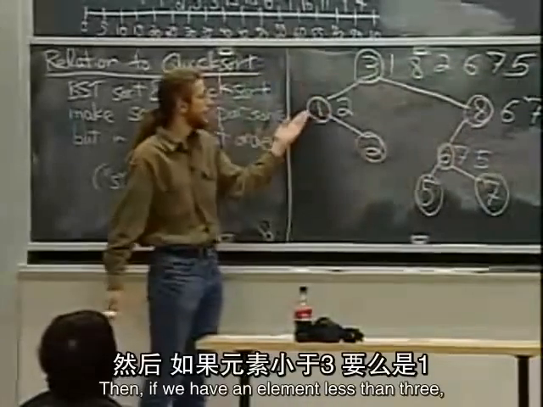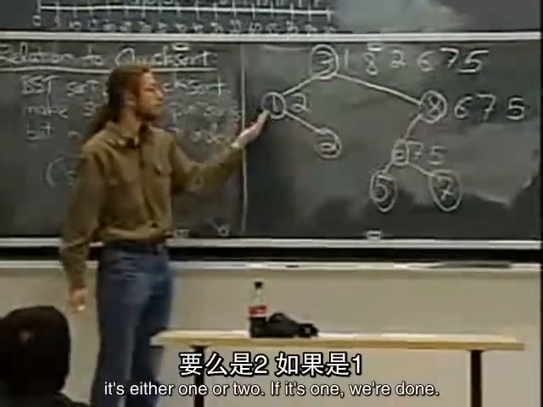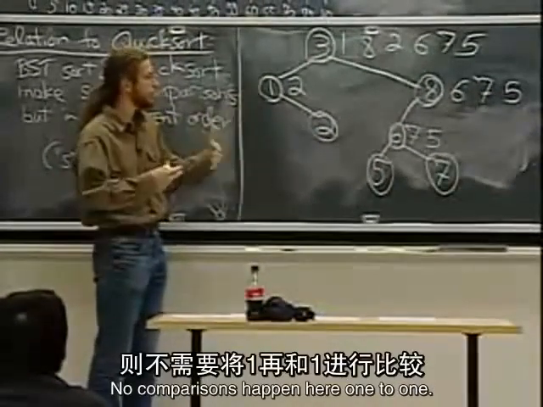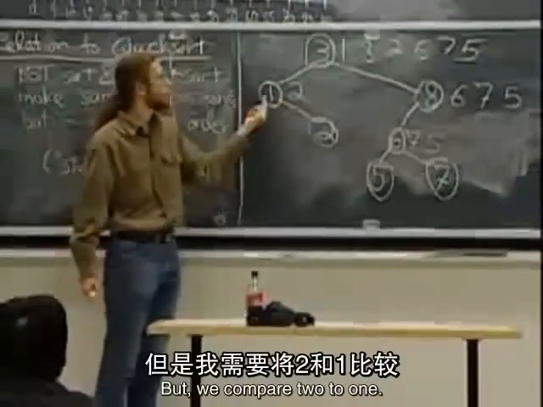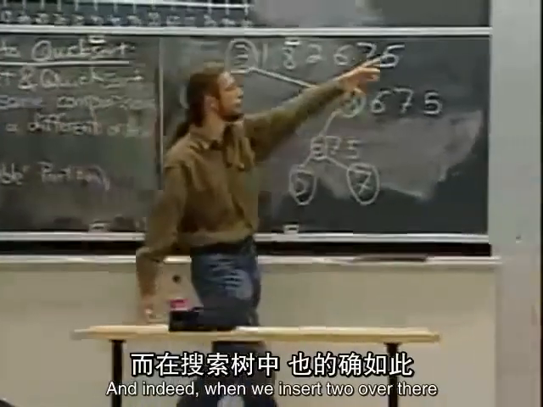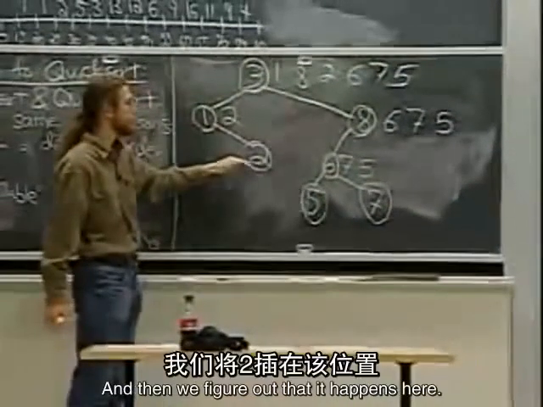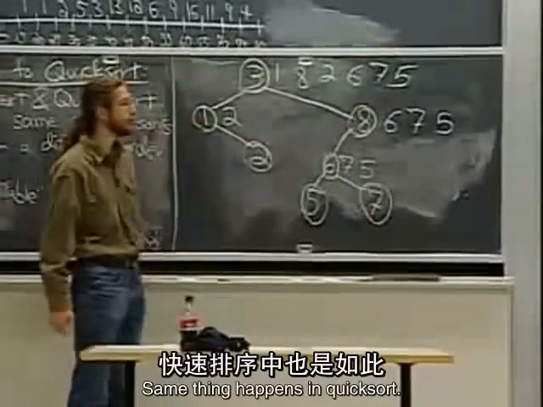Then if we have an element less than 3, it's either 1 or 2. If it's 1, we're done. No comparisons happen here, 1 to 1. But we compare 2 to 1. And indeed, when we insert 2 over there, after comparing it to 3, we compare it to 1, and then we figure out that it happens here. Same thing happens in quicksort.